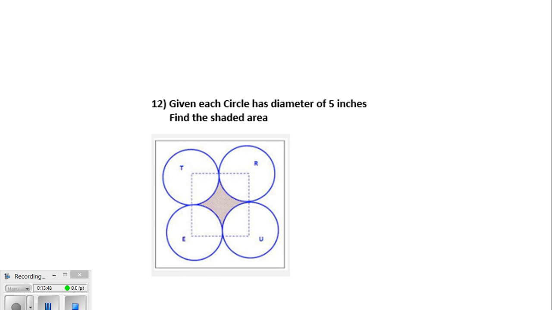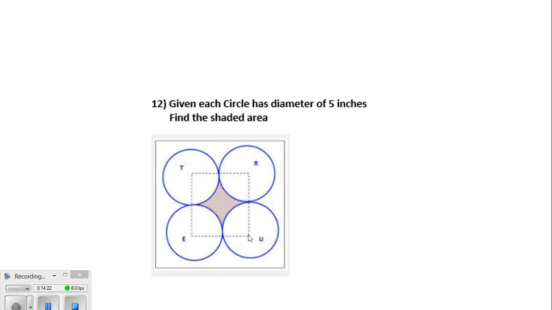Here's a twist on that one. Just looking for this area. This is very interesting now. What's it say? Given each circle has a diameter of 5. If the diameter is 5, the radius is 2.5, but these segments connect from center to center of each circle. So this is a rectangle, a special rectangle, a square. So it's a square, 5 by 5.